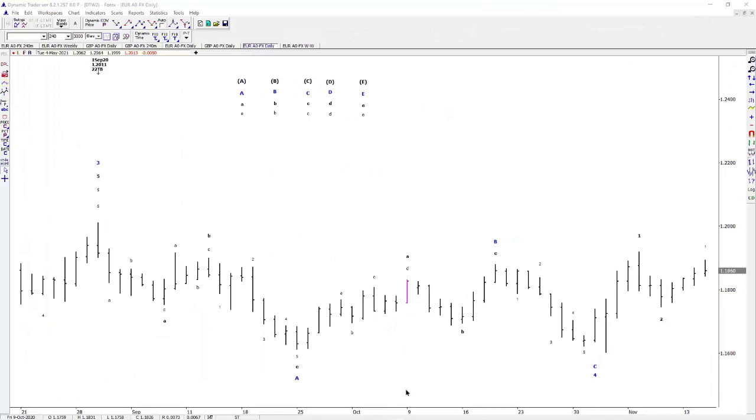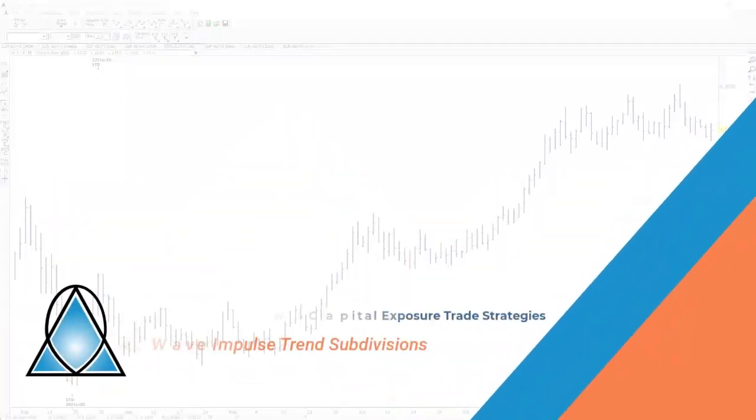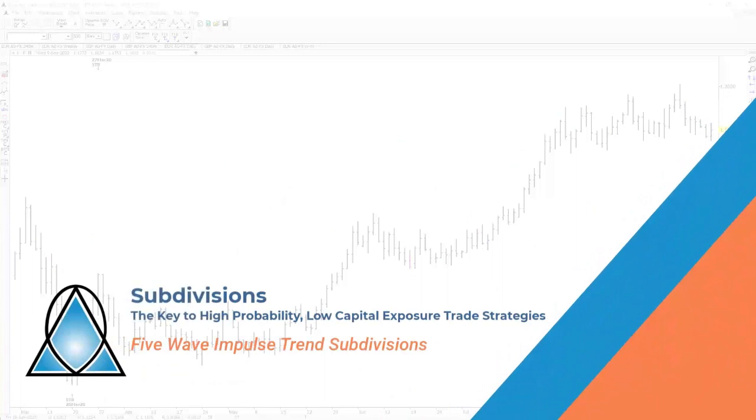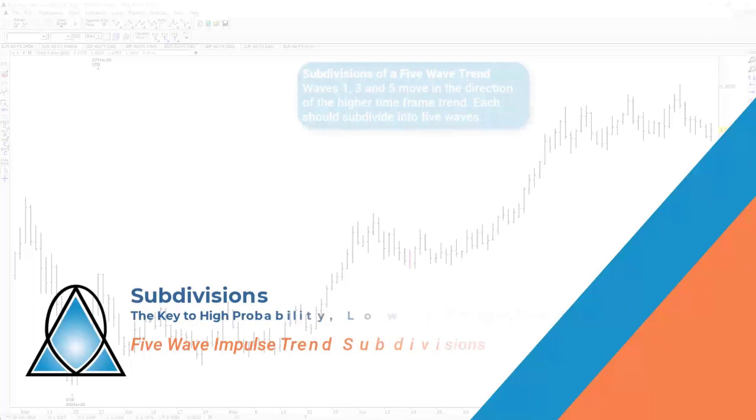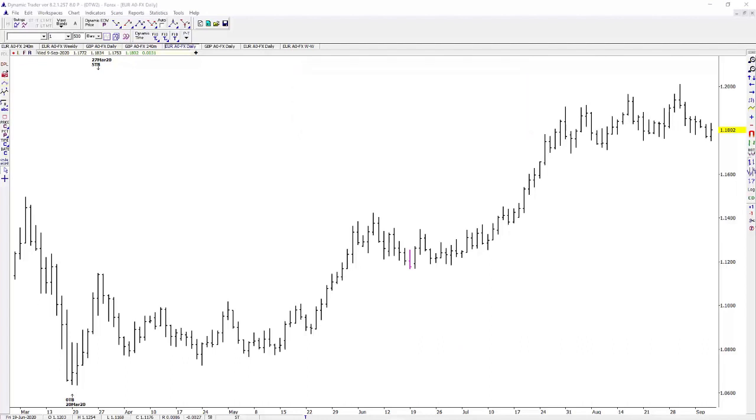Okay, well, let's get started and learn about subdivisions of trends and counter trends. We're going to begin learning about the subdivisions of a 5-wave impulse trend. Let's break down the subdivisions of a 5-wave impulse trend. Waves 1, 3, and 5 move in the direction of the higher time frame trend, and each of those sections, waves 1, 3, and 5, should subdivide into 5 waves.